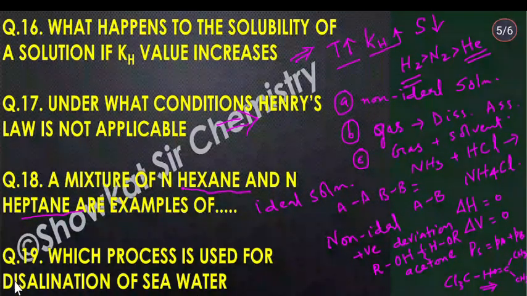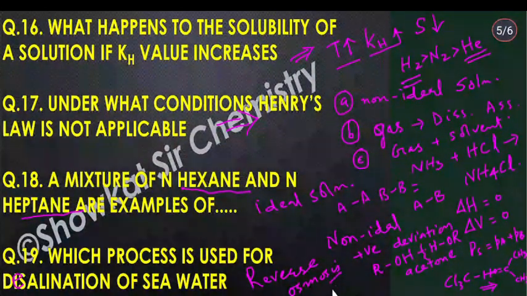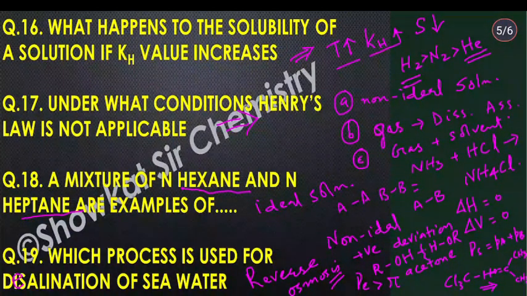Next is, which process is used for desalination of seawater? That's actually reverse osmosis. So reverse osmosis is used for desalination of seawater. This is a very important application of reverse osmosis. Reverse osmosis is possible when the external pressure is greater than the osmotic pressure. At that time there will be reverse. In the case of reverse osmosis, what will happen? Water will move from the higher concentrated solution to the lower concentrated one, right? This is very important. So this was question number 19.